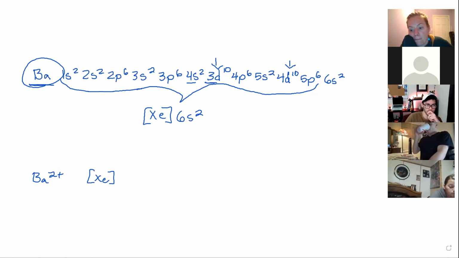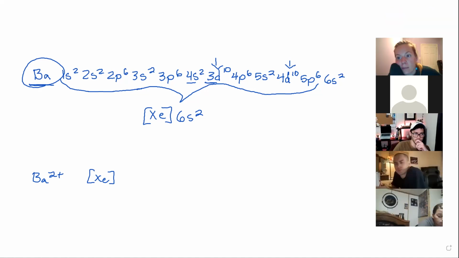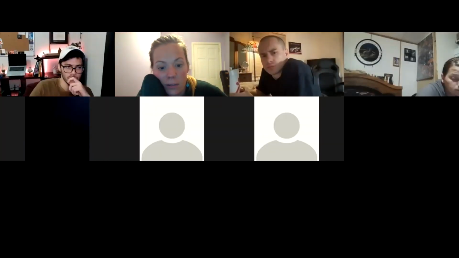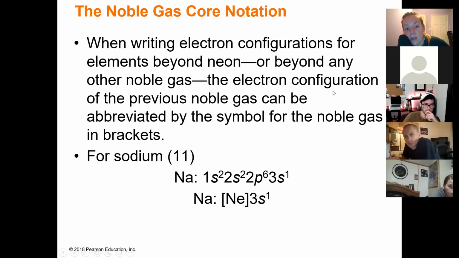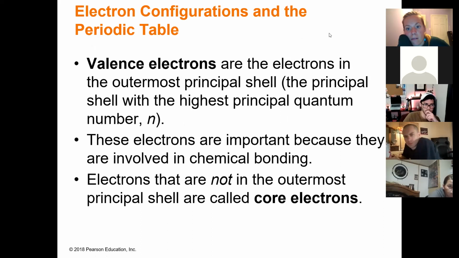So layering on top of the charges and their positioning in the periodic chart, where things are like +1 and +2, we also want to think about these things called valence electrons and core electrons. Valence electrons are the electrons in the outermost shell.